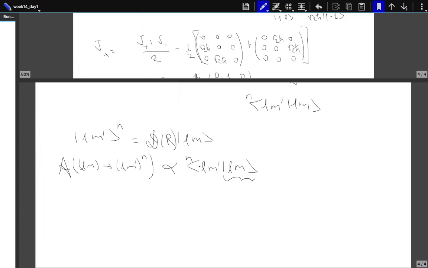Well, the amplitude is nothing but the inner product of this state with that state. So it is what I have written over there. But that state is nothing but L m prime. Let me put the dagger. L m. So the question is now, what are those matrix elements of the rotation operator?